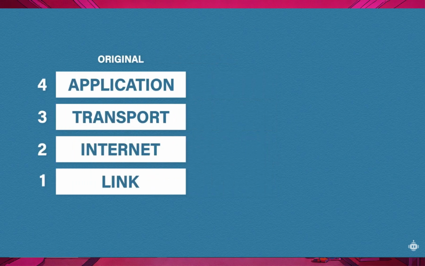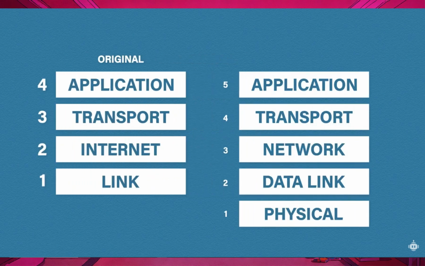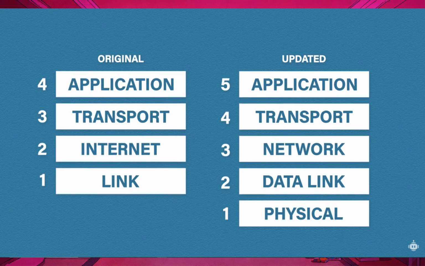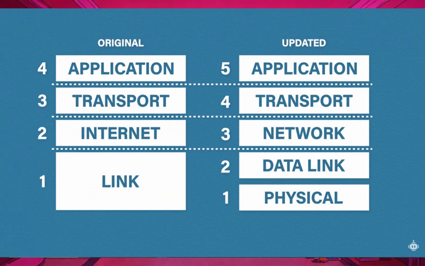Here is the brand new, freshly designed model. One extra layer and one renamed layer. That's it. The link layer has been split into data link and physical, and the internet layer has been renamed the network layer. Simple, right? It gets even better when we compare the TCP/IP model to the OSI model.